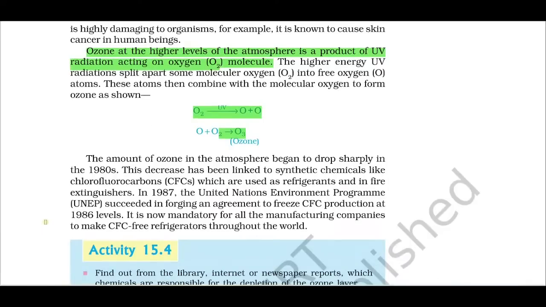There is a depletion of the ozone layer because of the use of synthetic chemicals like CFCs, which are in what? Refrigerants and also in fire extinguishers. Nowadays, it is mandatory that CFC-free refrigerators should be manufactured. Why? Because CFCs are the reason for ozone depletion, hence they should be banned.